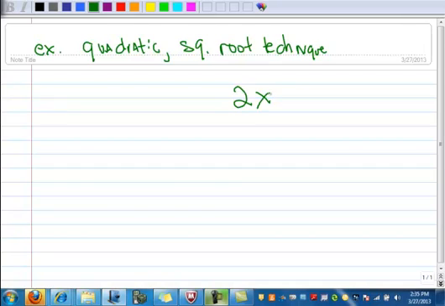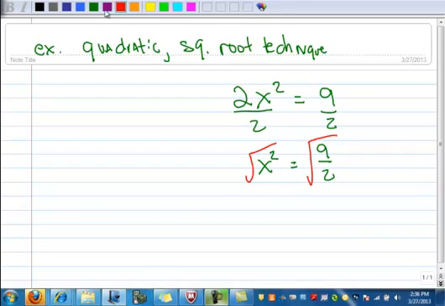2x squared equals 9. So you needed to solve for this, and you first would divide both sides by 2, and then you get x squared is 9 over 2. And then to solve, you would take the square root of both sides. So then you end up with x is plus or minus the square root of 9 over the square root of 2, which turns out to be plus or minus 3 over the square root of 2. I'm not going to rationalize it. I'm just trying to demonstrate the square root technique.